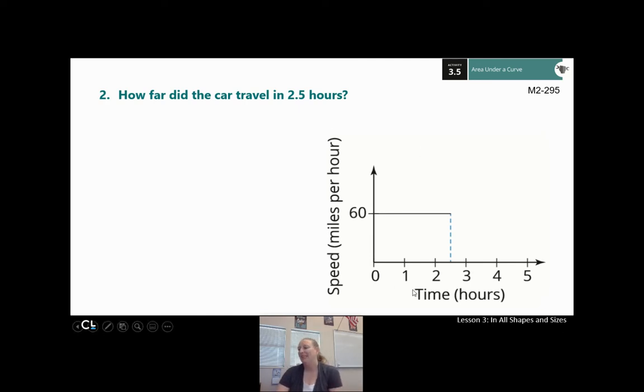So dirt, distance equals rate times time. And of course we said base times height. Well, my base is 2.5, my height is 60. So I multiplied them together and we did 150 miles in 2.5 hours. Awesome. That wasn't so bad.